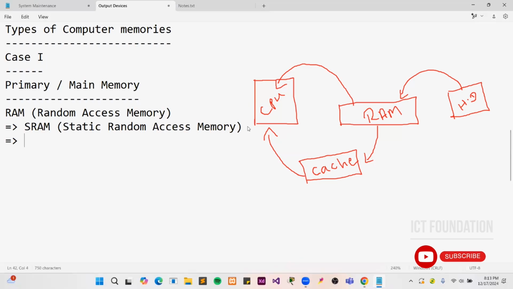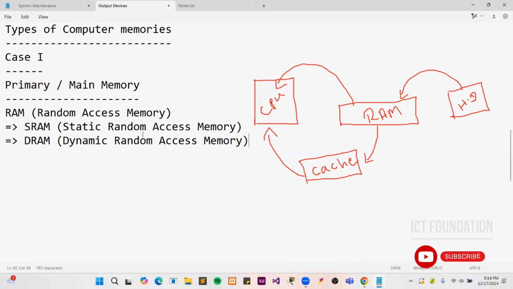The second type is called DRAM. DRAM means dynamic random access memory. And the third type we have is SDRAM, but I won't talk about SDRAM. I will mention the SDRAM notes in the description. But we'll talk about SRAM and DRAM completely.